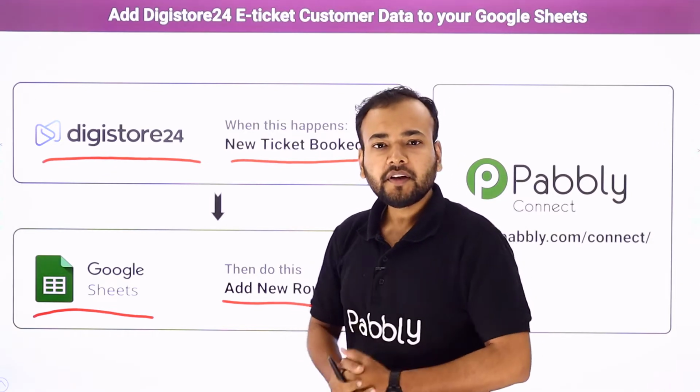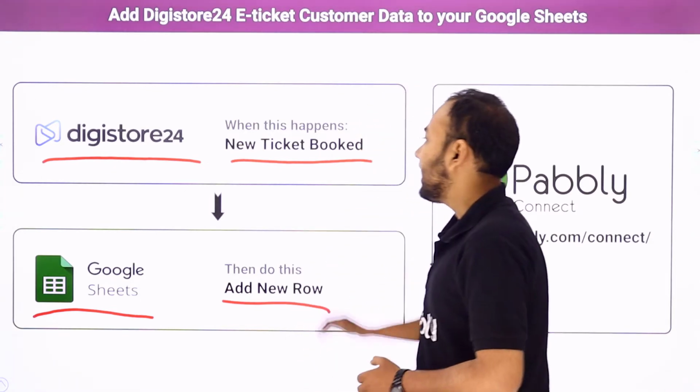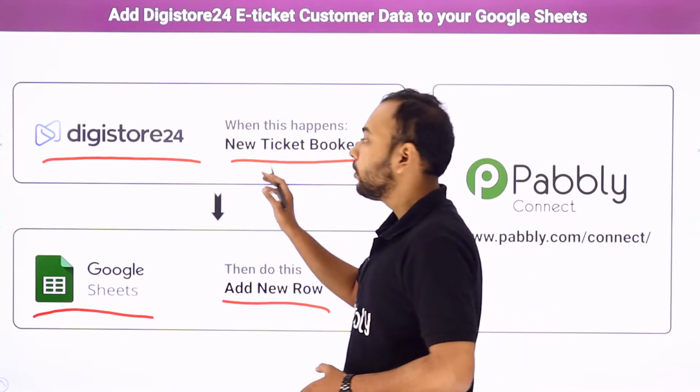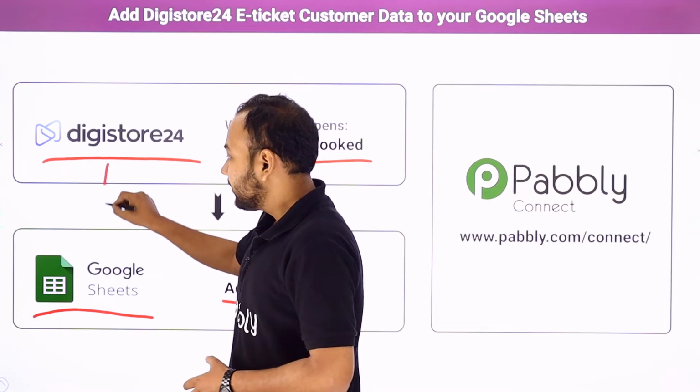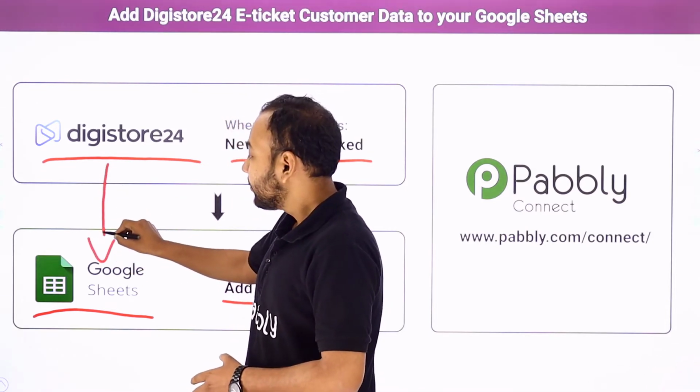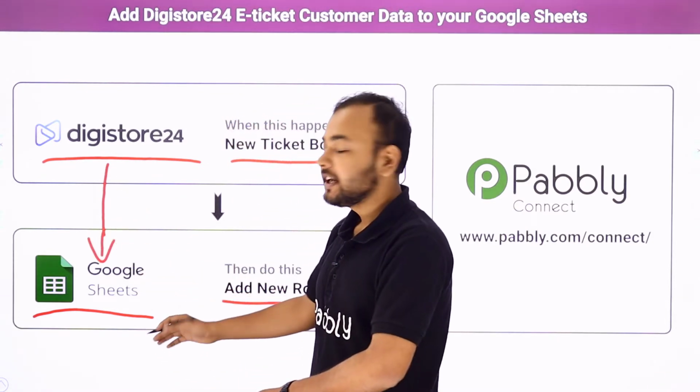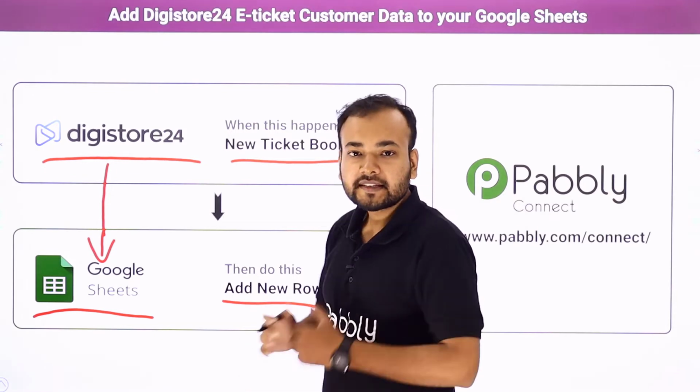So I have a better way for you. What if I tell you that as and when a new ticket gets booked here in Digistore24, the data of the person who has booked the ticket gets automatically transferred here in a Google Sheet in a new row? Yes guys, this can happen.